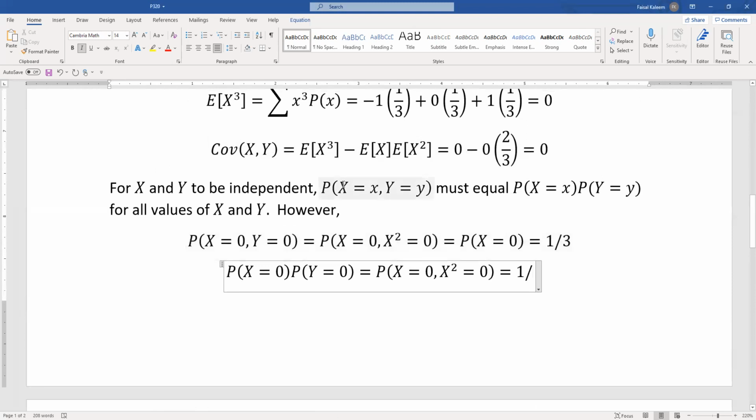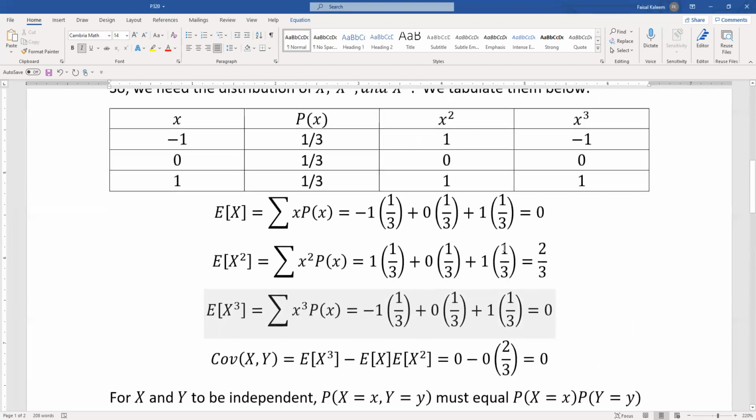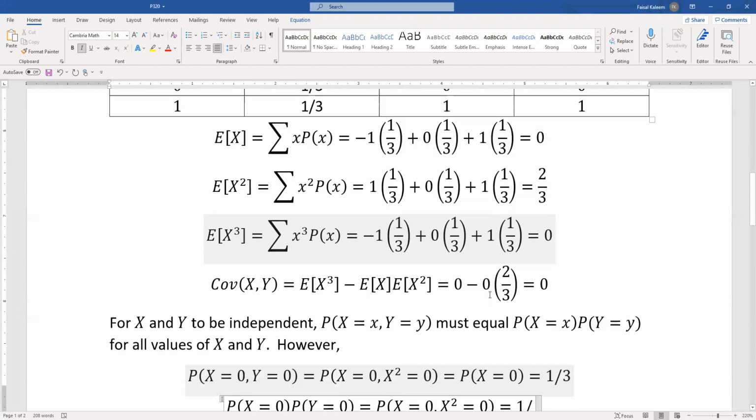So let's calculate the probability x equal to 0, y equal to 0. That means the probability x is equal to 0 and x squared is equal to 0, because y is the same as x squared. When we say x is equal to 0 and x squared is equal to 0, we're just repeating ourselves. X equal to 0 means x squared is equal to 0, and x squared equal to 0 means x is equal to 0. So effectively we're just saying that the probability x is equal to 0, which is given to be 1/3.